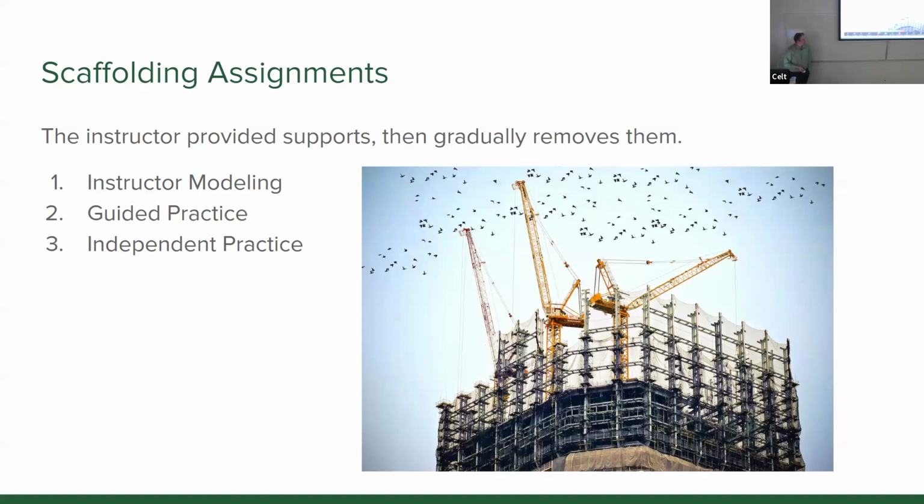One of the most basic examples of this would simply be that you begin by modeling the information, then walking students through guided practice, like by doing problems with them, and finally leaving the students to do independent practice. So again, a very basic example, but it gives you an idea of what it looks like.